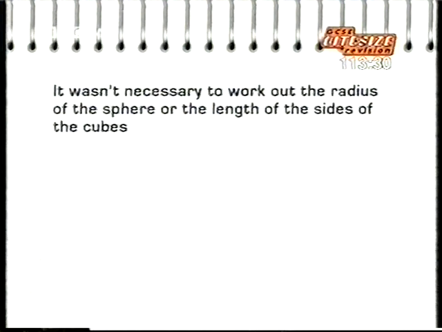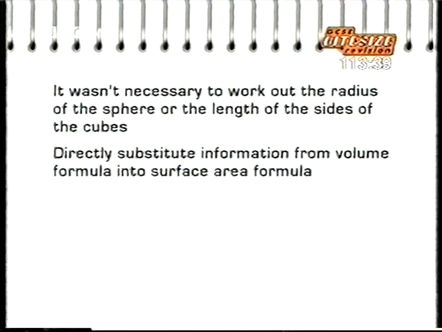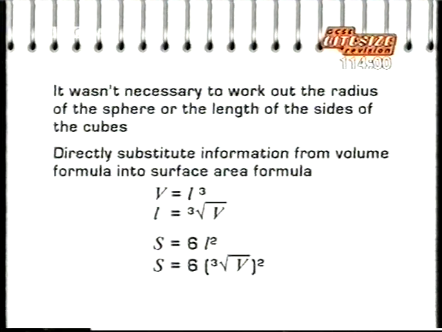Some of you may have spotted that it wasn't necessary to actually work out the radius of the sphere or the cylinder or the length of the sides of the cube. You could directly substitute information from the volume formula into the area formula. In the case of the cube, we know that the volume V equals L cubed, so L equals the cube root of V. If we put that straight into the surface area formula for a cube, S equals 6L squared, we get S equals 6 times the cube root of V all squared. Putting in the volume we're given, 3,000 cubic metres, we can work out the value of the surface area S directly.